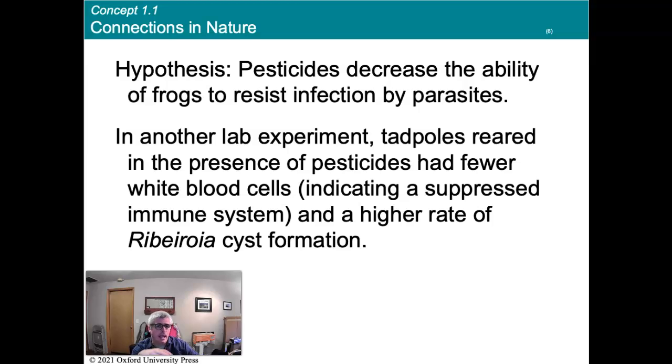So then this is kind of where lab studies come in. So we've made this natural observation, this really good natural experiment, but now we want to get at some of the more minutia mechanisms behind it so we can understand what about pesticides causes or results in the parasite being more effective. To do this, the authors came up with the hypothesis that pesticides decrease the ability of frogs to resist infection of parasites. Okay, so from the natural observation, more pesticide plus parasite equals massive rates of infection.